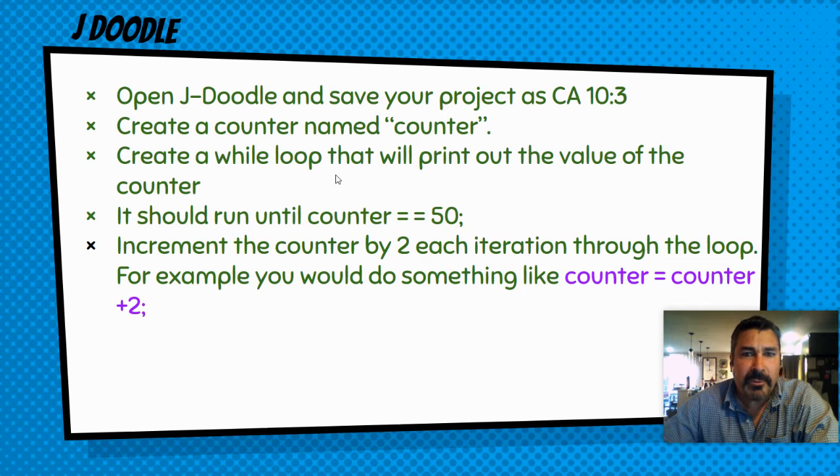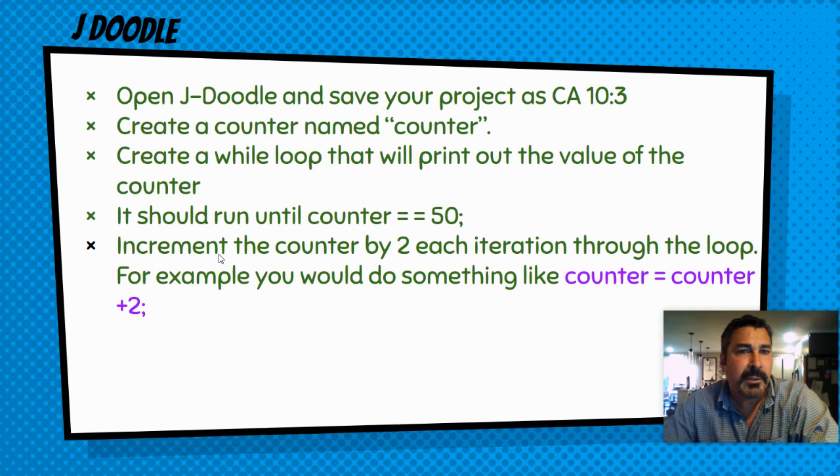Create a while loop after that that will print out the value of the counter. So pretty simple loop. It should run until the counter equals 50. But here's something we haven't done before. Increment the counter by 2 each time. Up to this point, I think we've just been incrementing it by 1. So we're going to do it by 2. The code's going to look like counter equals counter plus 2. See if you can figure that out. If not, obviously, I will help you through it. Do that in JDoodle and make sure you save your work at the end.